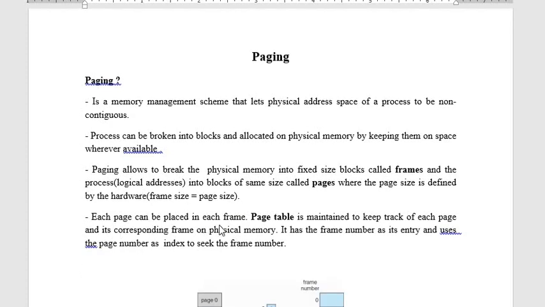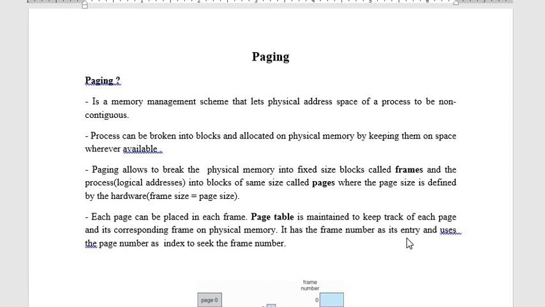So here each page can be placed in a frame. Obviously a page table is maintained to keep track of each page and its corresponding frame in physical memory. We should know which frame each page of the divided process has been allocated to. To have that information, we need some kind of device or software that maintains information about the pages and their locations on the physical memory. To do so, we have a page table, which maintains the page details, saying on which frame each page is available.